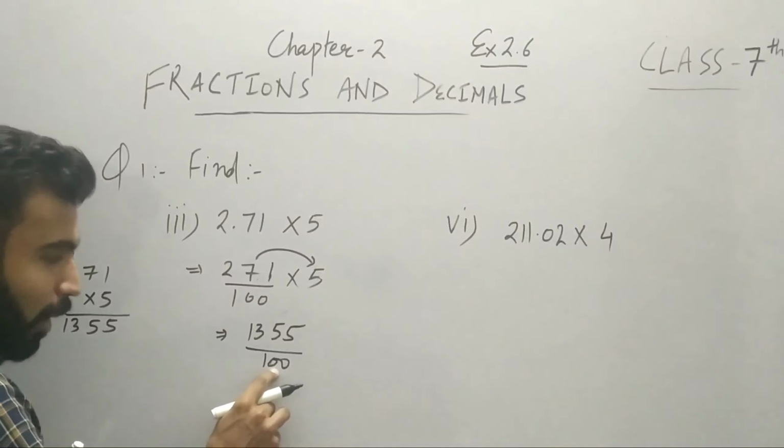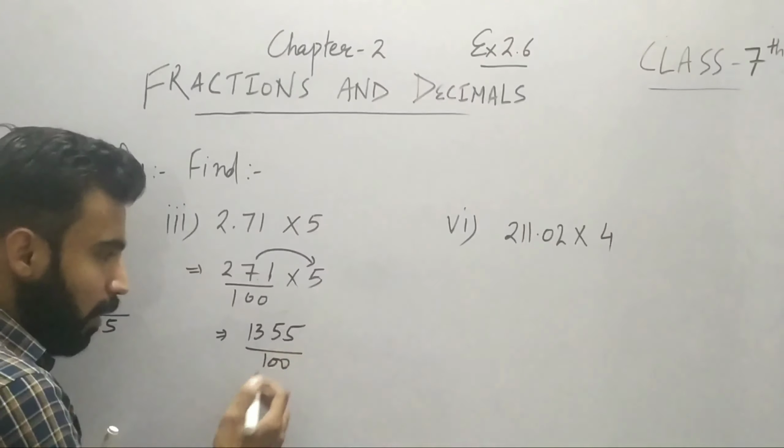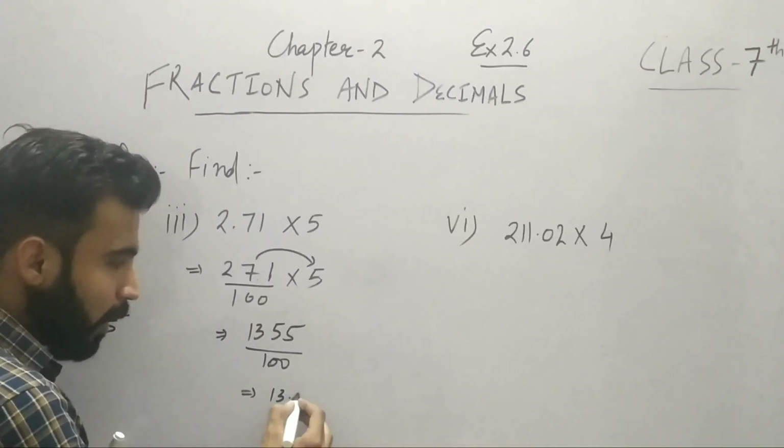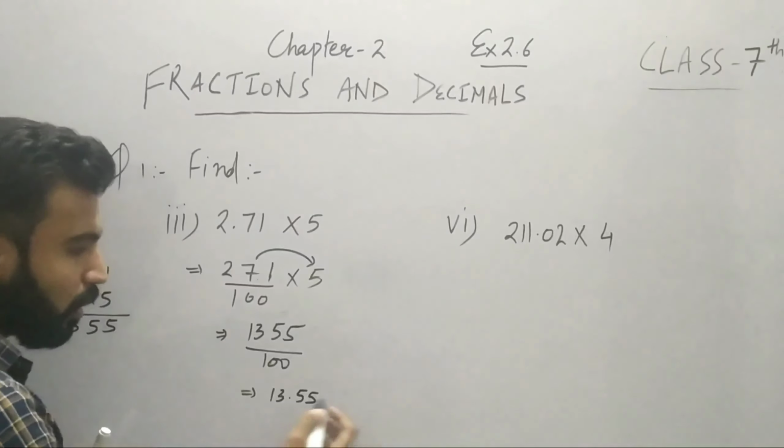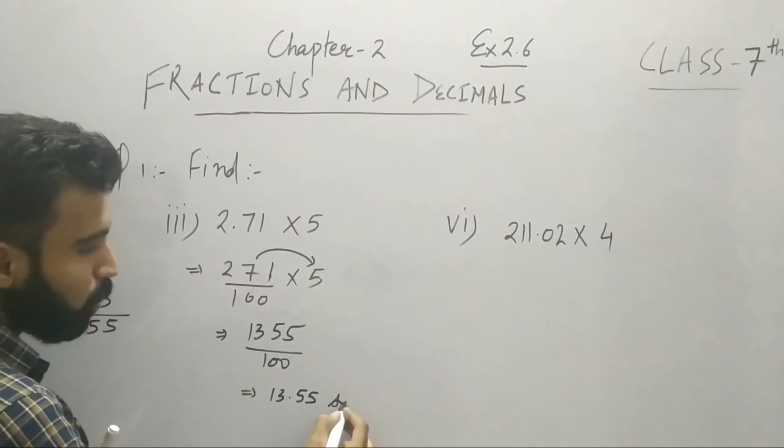That means what I'm going to do is simply place a decimal just before 2 digits. So 1, 2. I'm going to place a decimal here. So the value will become 13.55. So this is the answer. So there is no need of division if there are zeros in the denominator. Getting my point? So try as much as you can to keep zeros in the denominator, right?